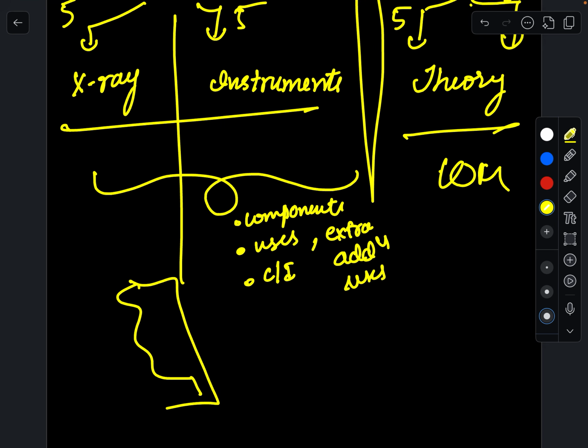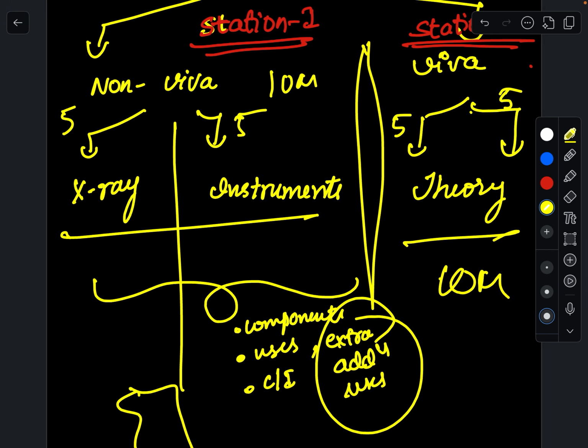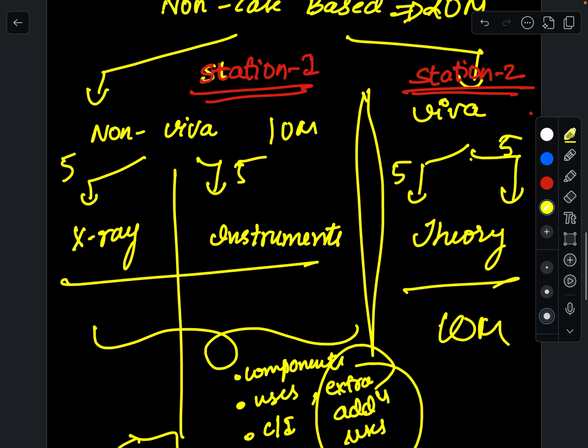What does that mean? For example, one instrument is meant to do only that, but by doing jugaad, you can also do something else. That's nothing but extra additional uses. So that's also something you need to know. And theory, the viva, you have no bounds. They can ask in and out of anything which they are interested to ask. So this is what I wanted to talk about ENT.